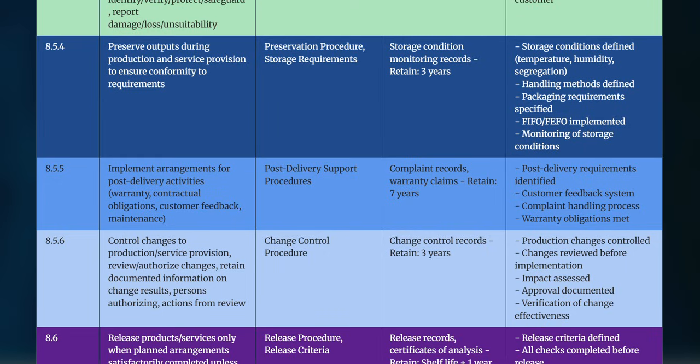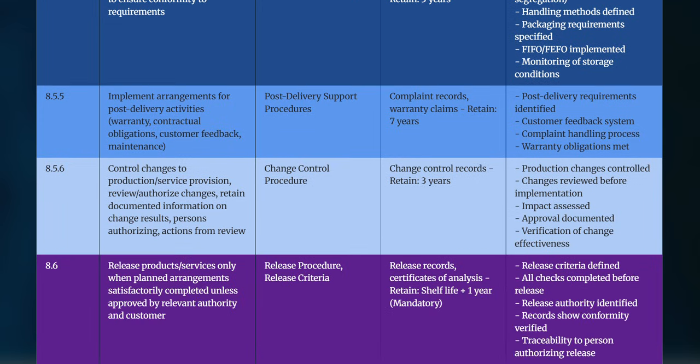And clause 8.5.5 requires you to implement arrangements for post-delivery activities, including warranty, contractual obligations, customer feedback, and maintenance. The document you need to have here is a post-delivery support procedure. Along with it, you need complaints records and warranty claims, and the retention period is 7 years.